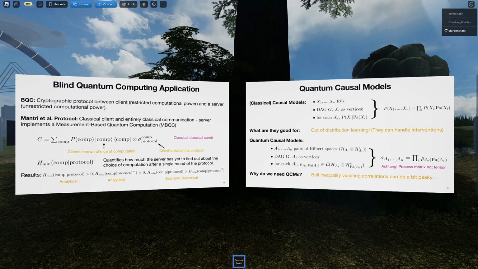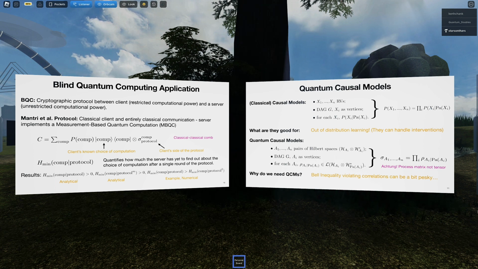As I say, that's what they're good for. They're often used as a way of considering out-of-distribution learning in machine learning. But the one that we're most interested in for this talk is the quantum version, where instead of random variables, we now have pairs of Hilbert spaces. So this is like in our comb, the input Hilbert space to our lab and the output Hilbert space of our lab. We still have a directed acyclic graph, and the functional dependence between nodes is now quantum operations, CPTP maps.